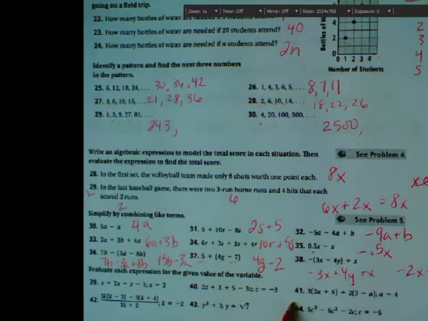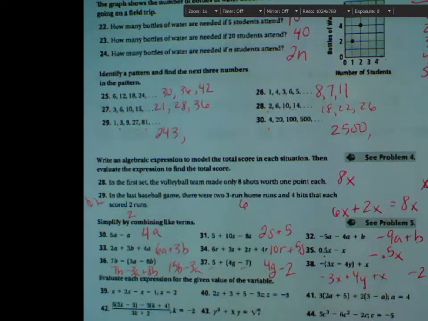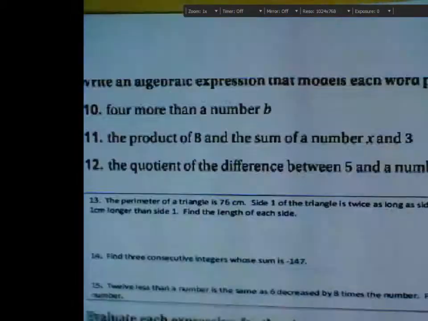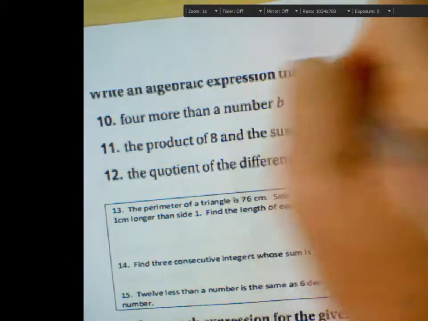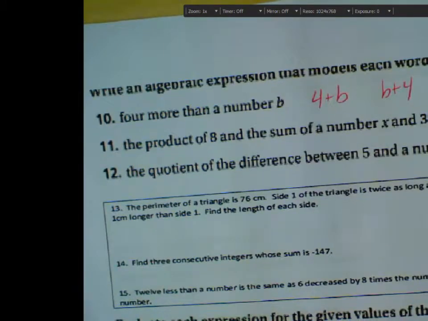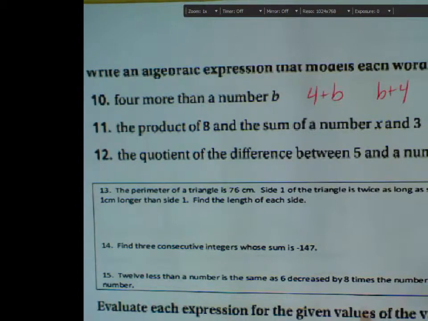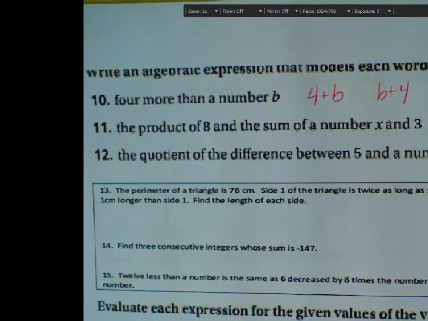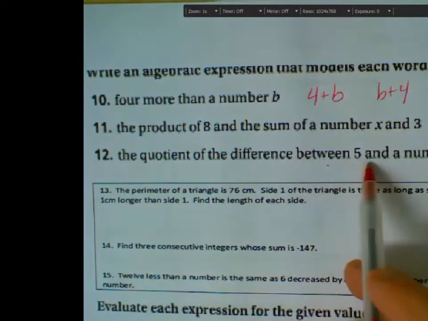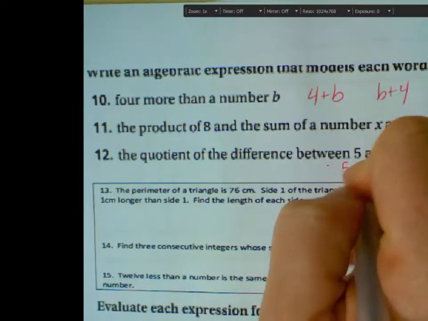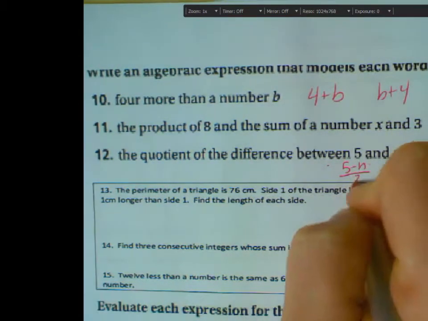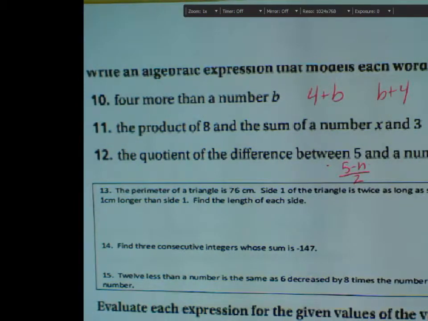We talked about how to do these. You store the number in the calculator and get your answers. I'm not going to go through those. Alright, 4 more than b. 4 plus b or b plus 4, equally as good. The product of 8 and the sum of a number and 3 looks like that. The quotient of the difference between 5 and a number n, so 5 minus n, and 2. 5 minus n over 2.